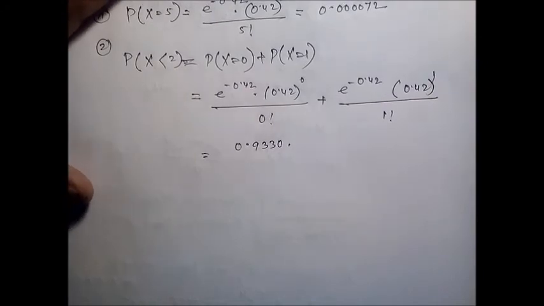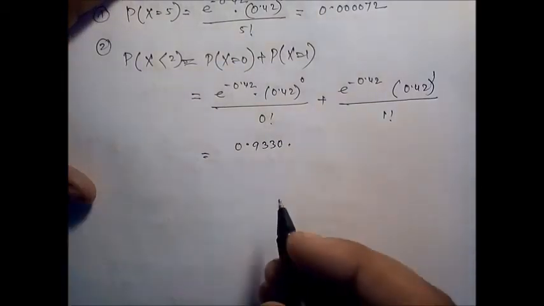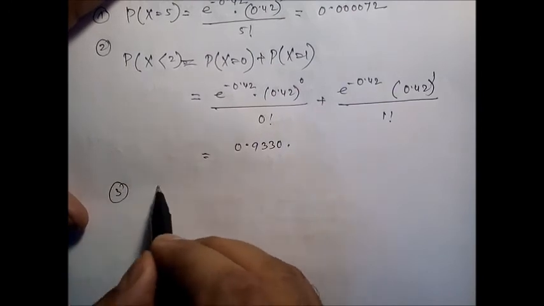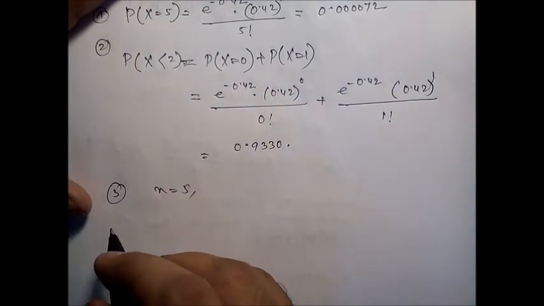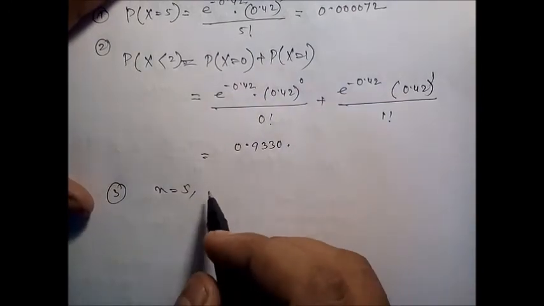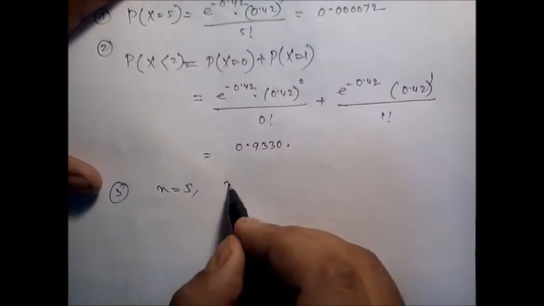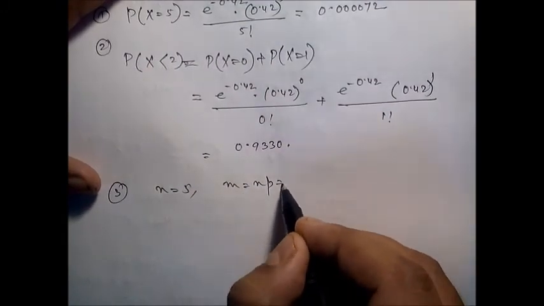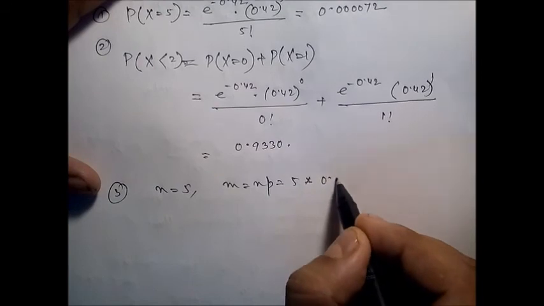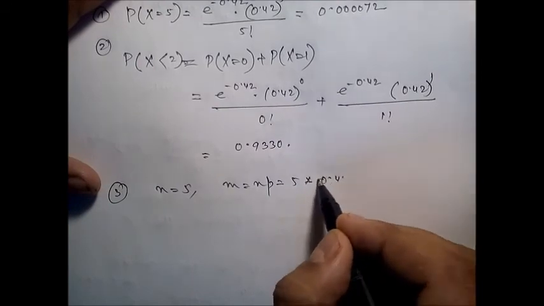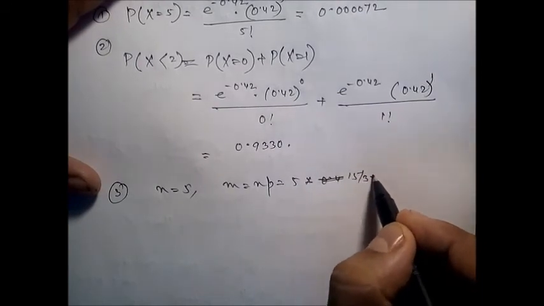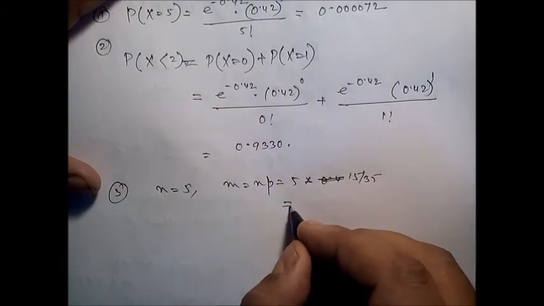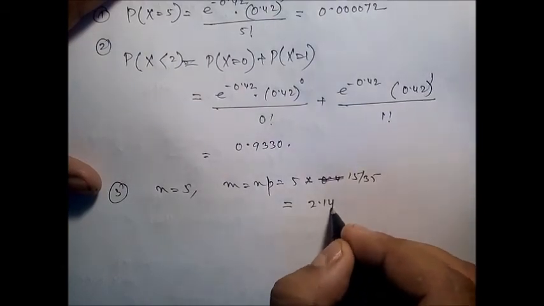And finally, the bowler will take 10 wickets in a one-day series consisting of 5 matches. Okay, so now here n is equal to 5, not 1. Not a single match, there are 5 matches. So m is equal to np. So 5 into 15 by 35. Okay, so the answer is 2.14.